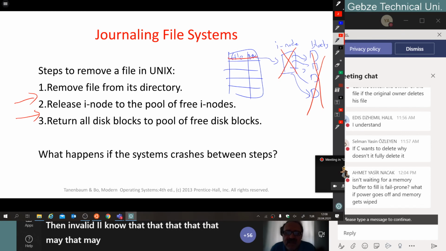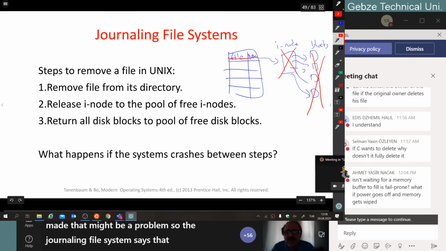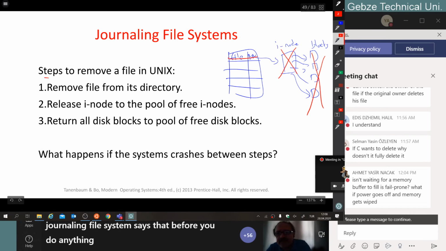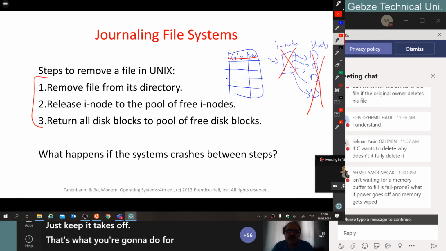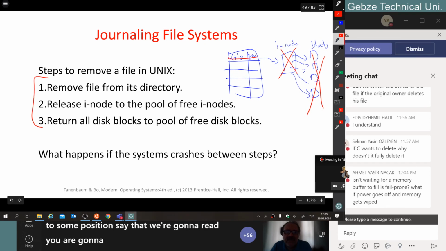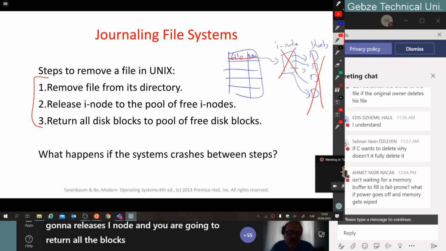So the journaling file system says that before you do any of this stuff, just keep a file of what you are going to do first. Keep a journal of what you are going to do first. Write to some position that you are going to remove this file, release its inode, and return all the blocks, okay? So the system knows what you're going to do, and you do it one by one.